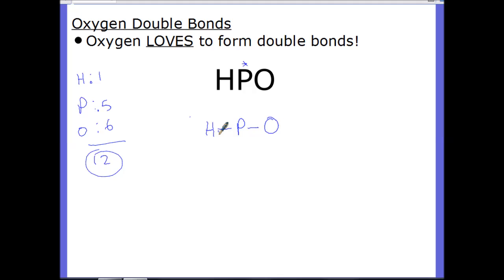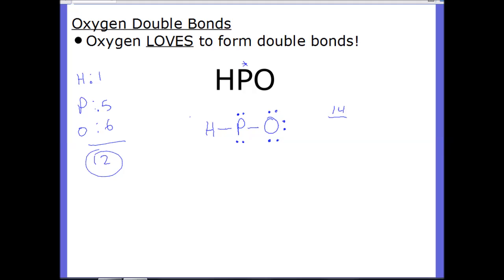And we check our valence electrons. Hydrogen is good. This needs 4 more. This needs 6 dots around it to make sure it has 8. And now we check our total. 2, 4, 6, 8, 10, 12, 14. Oh, darn. We have 14.